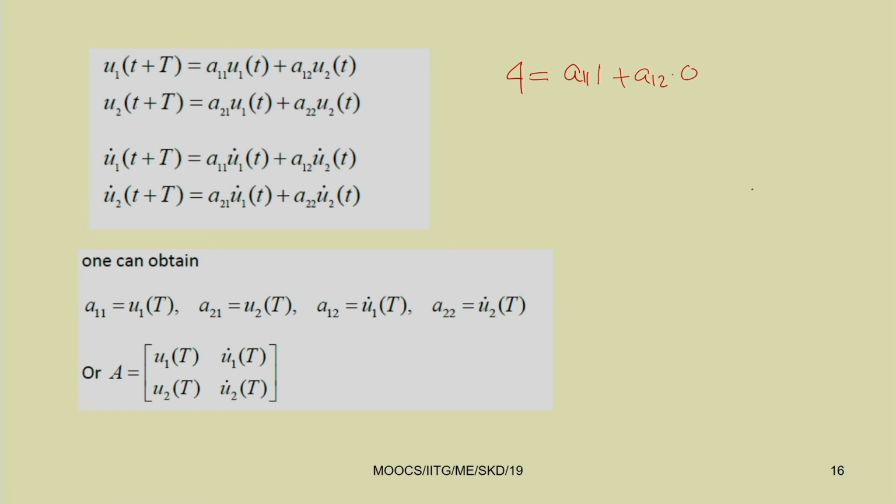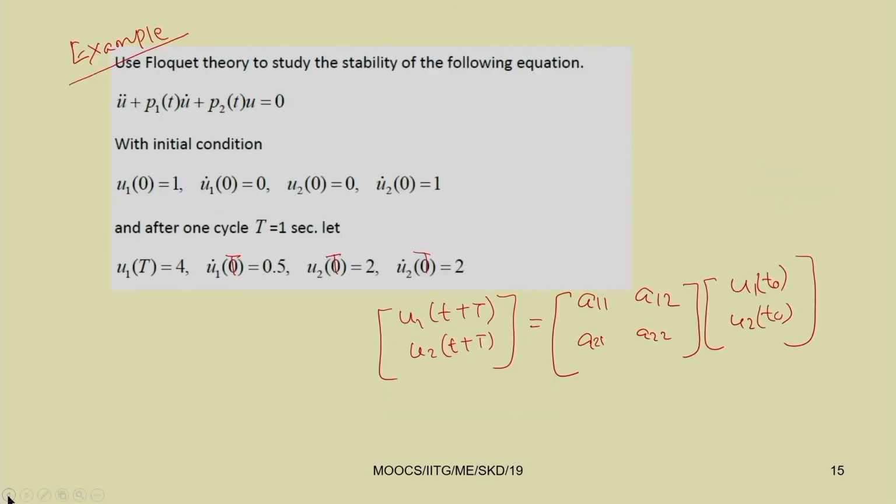Let us write it here. We have u1(t0) equal to 1, u1 dot(t0) equal to 0, u2(t0) equal to 0, and u2 dot(t0). These values are given, so let us substitute them here. From this we have seen u1 dot(0) equal to 0, u2(0) equal to 0, and u2 dot(0).